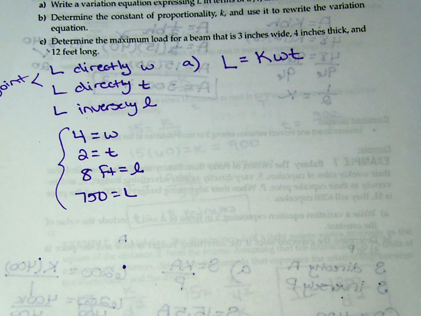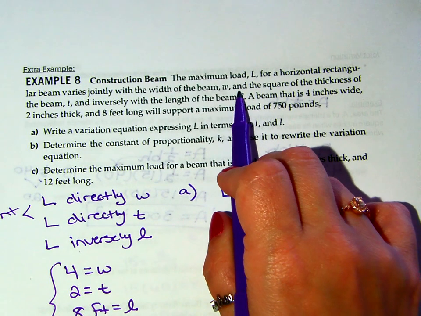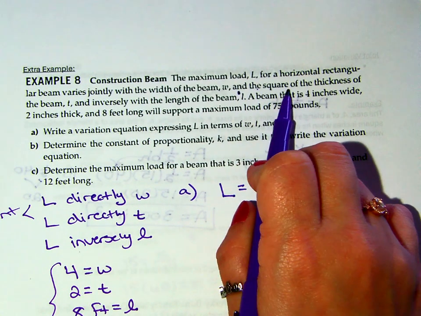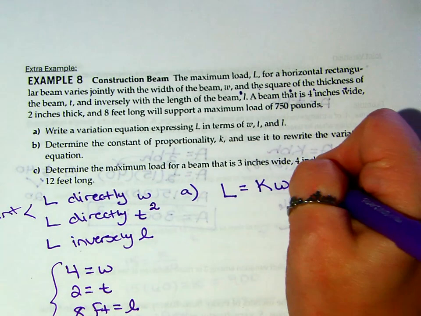Now, since I have the inverse, oh, wait a second. Oh, look what it says here. And the square of the thickness. So this should be T squared. Got to be careful about that. I almost missed that. The square of the thickness.